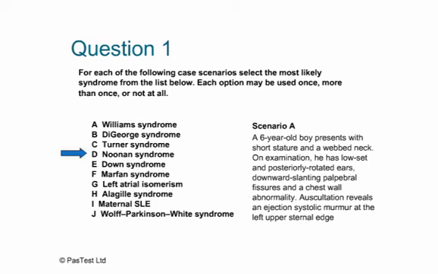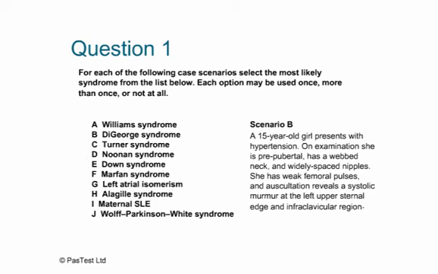Here in scenario B is a girl presenting with an unusual presentation for a child: hypertension. But examining her, she has a web neck and wide-spaced nipples, and she's pre-pubertal at the age of 15. We have some cardiac symptoms and signs which are of significance here, so choose one of the diagnoses from the list and commit yourself now.